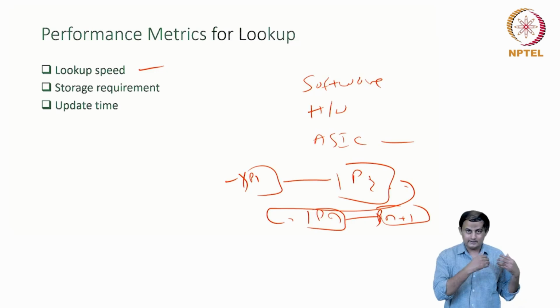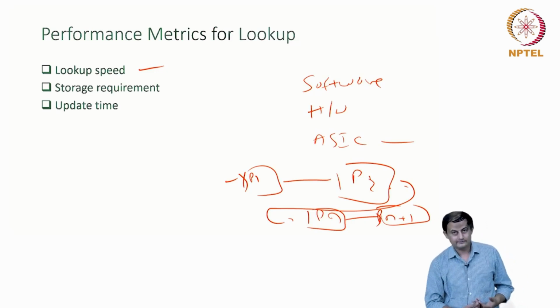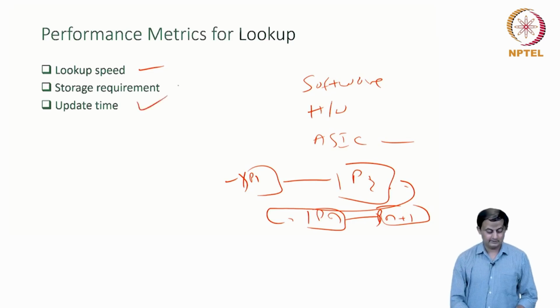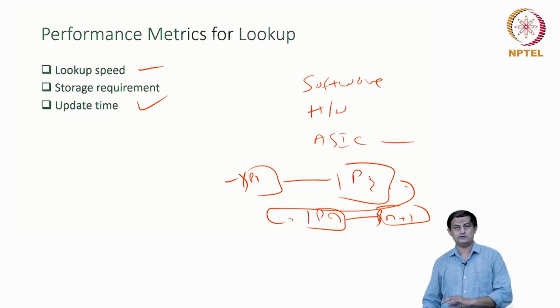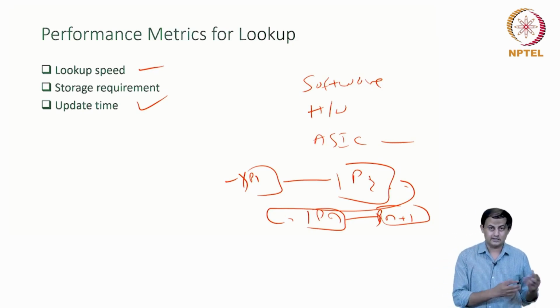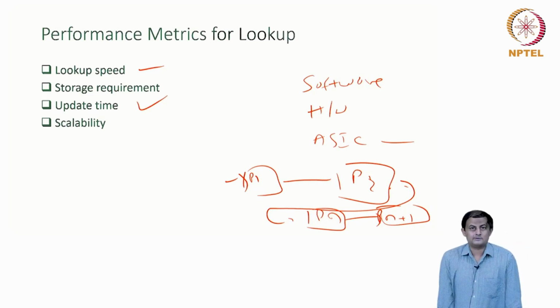So if I come up with some data structure to implement or represent this routing table, and new entries are going to come, or existing entries might need to be deleted, how much effort does it take to do that update operation, the deletion or the addition of an entry in the routing table? That is another performance metric. Something which takes less effort and time to do the update operation is the better one for us. And the fourth metric is obviously scalability.